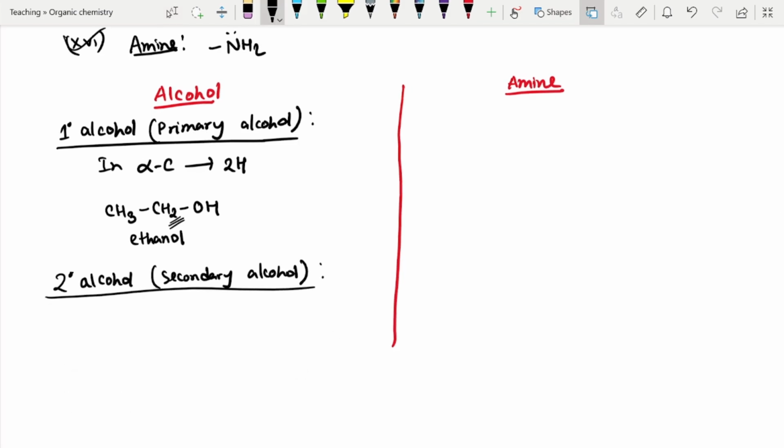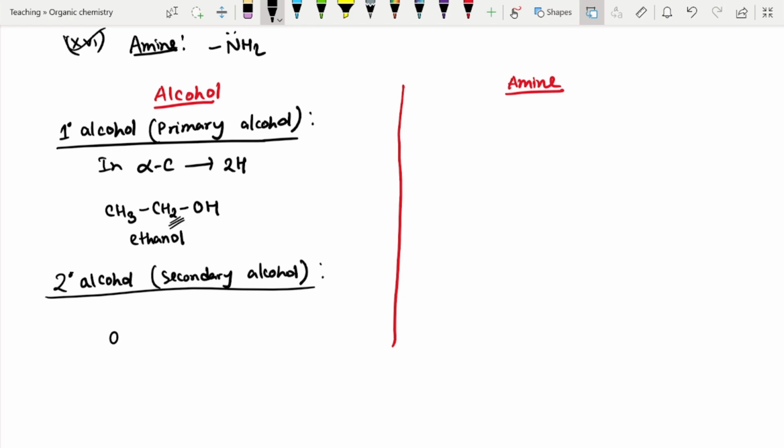So in this secondary alcohol there will be only one hydrogen present in the alpha carbon. So remember what alpha carbon is, right? The carbon which is attached directly with the functional group.